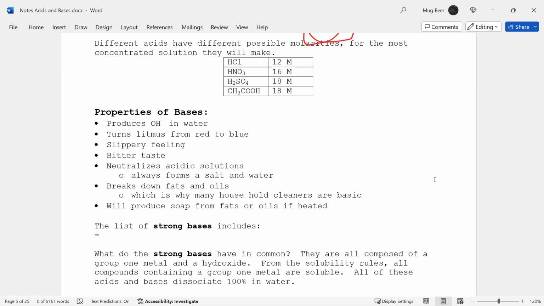Breaks down fats and oils to make soap. So Formula 409 is a cleaning solution that people use in the kitchen. What kind of solution do you think it is, an acid or a base? Formula 409 is a pretty common cleaning solution. Same thing with Comet or bleach. Those are all things that people use to clean kitchens. Are they acids or bases? They're all bases.